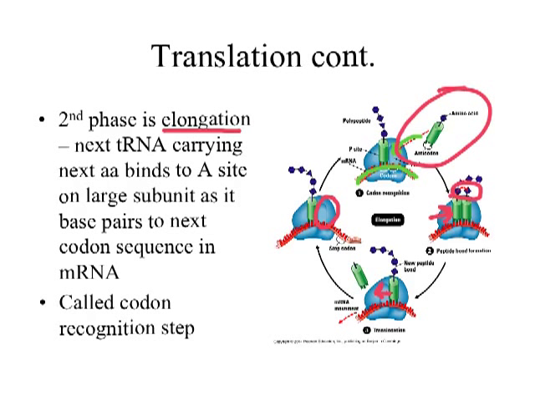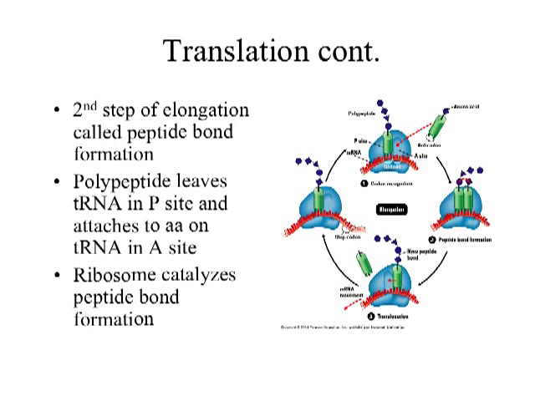Okay, so this first part here, where the tRNA comes in and sits in the A site, is called the codon recognition step, because it's got to have an anticodon that recognizes the codon within the mRNA that's complementary to each other. Okay, basically just how I explained.